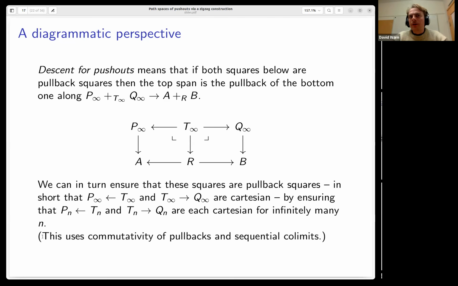And so I won't explain precisely why it's enough to ensure that these are Cartesian for infinitely many n, but it's somehow about commuting pullbacks with the sequential colimits, which is also something that we know how to do in HoTT.